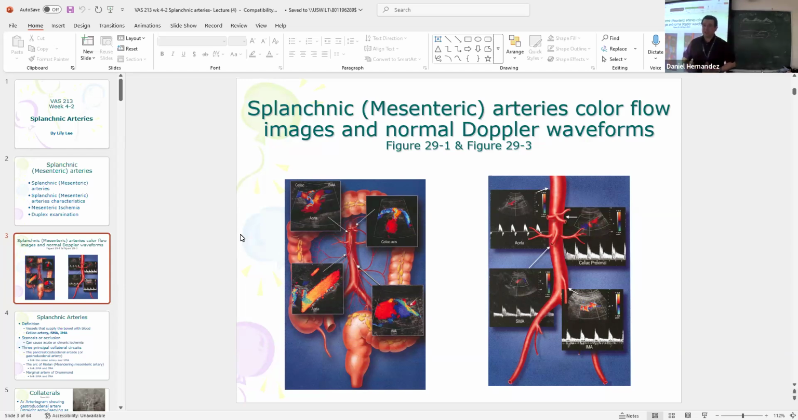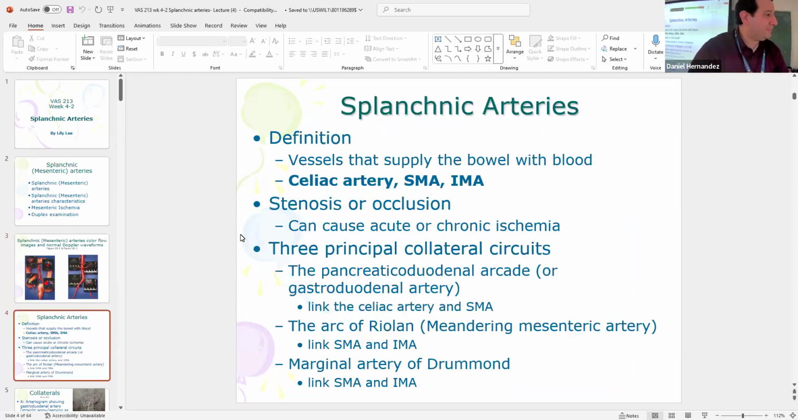Resistive index doesn't change whether they're postprandial or preprandial, but the vessels SMA and IMA will have changes in their Doppler characteristics. So knowing what normal is, then knowing what would happen if the patient's fasting, will help us to determine what happens after they eat, and preprandial will help us determine if there is potential disease present.